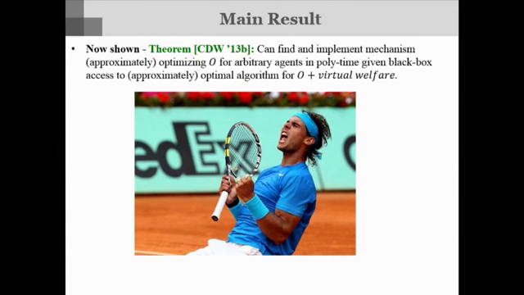Okay, so now I've shown this more general version of the theorem, which says that you can find and implement an approximately optimal mechanism for any objective, for arbitrary agent types in poly time, as long as you have black box access to an approximately optimal algorithm for that same objective plus virtual welfare. Okay, so now let me tell you about some quick applications.